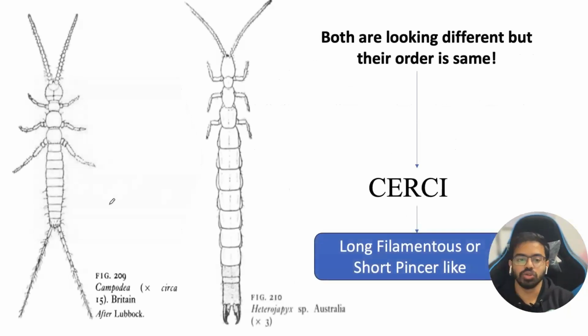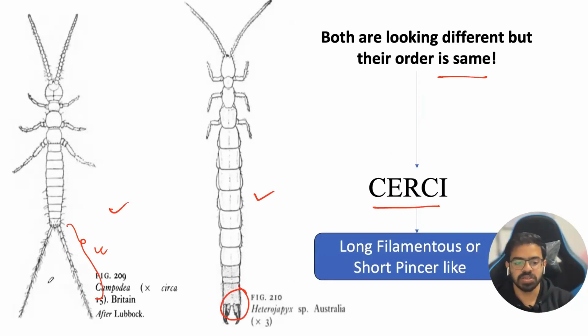See these two, they both belong to Diplura. Both are looking different, but their order is almost the same. Cerci is the actual point of difference. Their order is the same, but the familial diversity is because of their cerci.